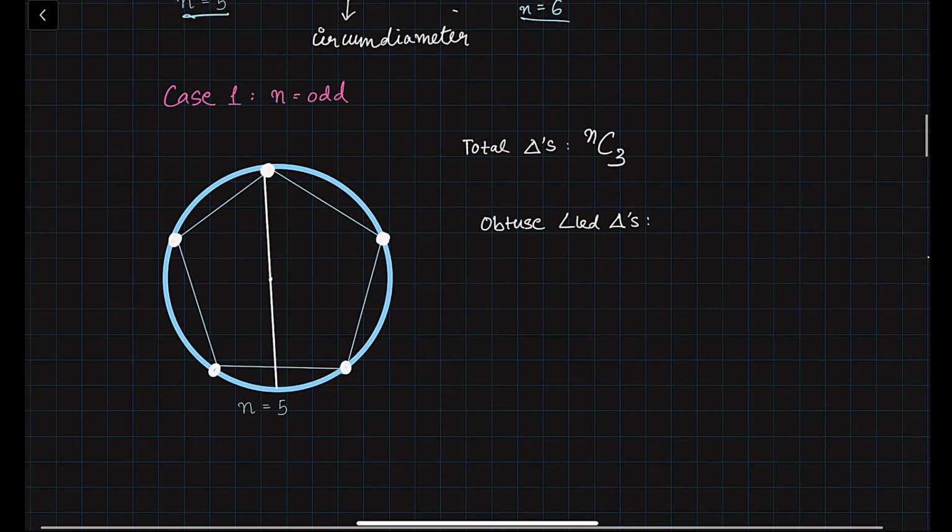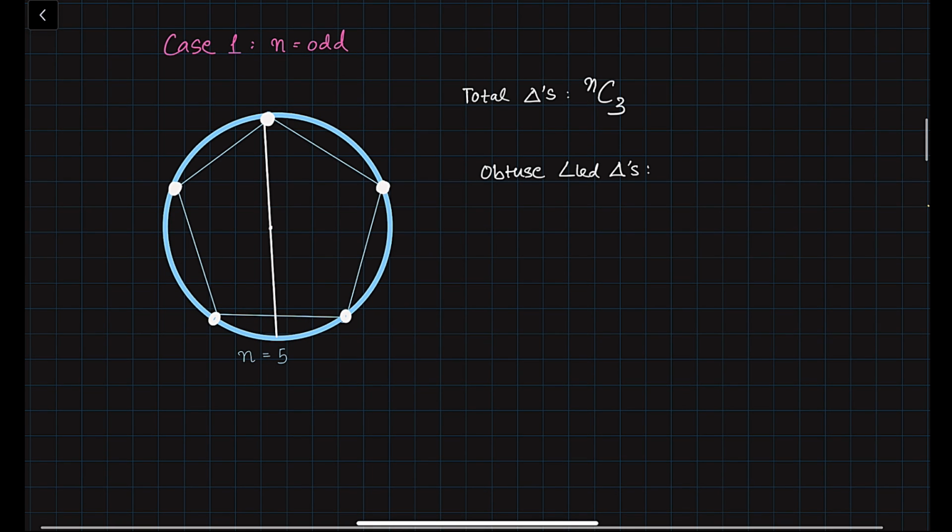We are considering the first case, n equal to odd. So the total number of triangles that can be formed is nC3. We just have to choose any 3 points on the polygon and those 3 points will form a triangle. This is the simple case.